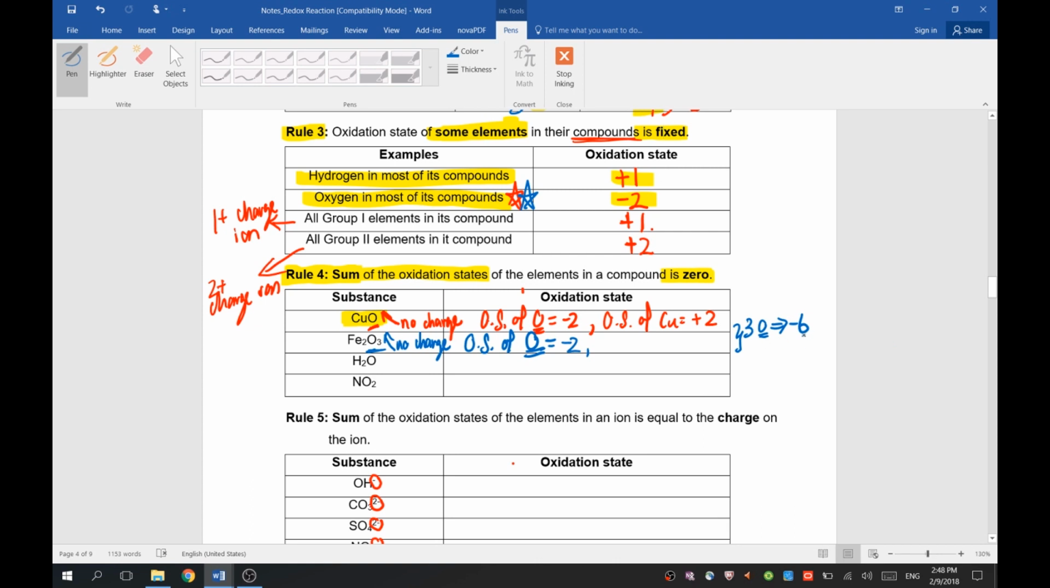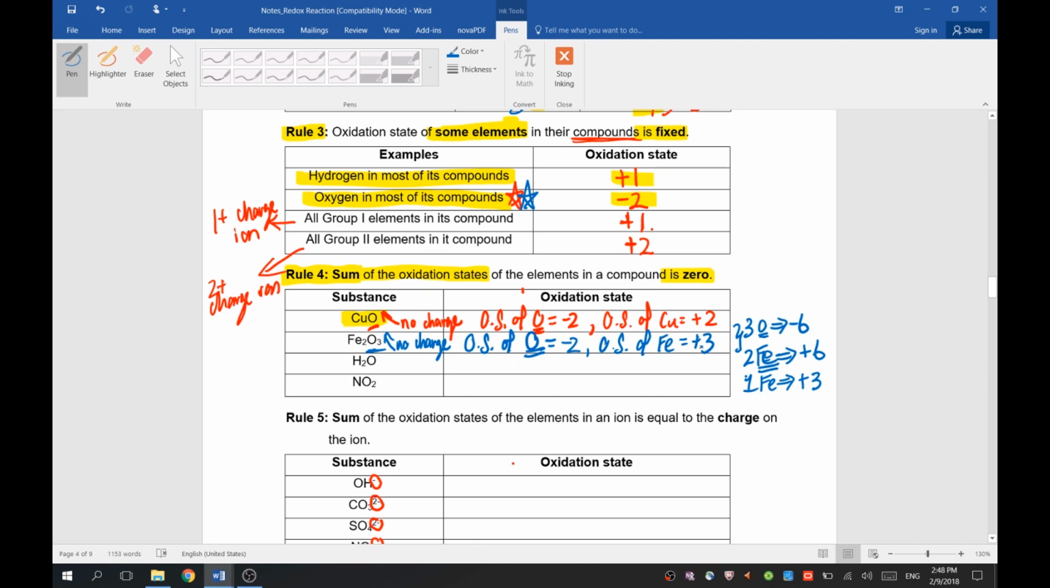If the 3 oxygen total is -6, and overall there's no charge, that means the 2 Fe must be able to balance out the charge, which means that they must give you a +6. That means each of the Fe should be a +3. Can you follow so far? So the oxidation state of iron in this case will be +3, because you need to balance out the charge.